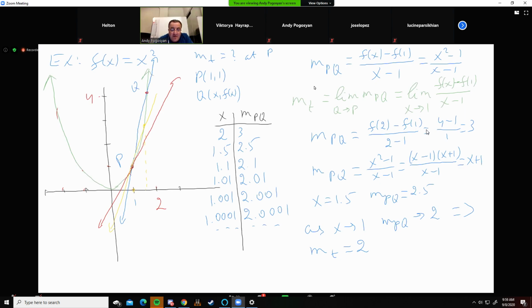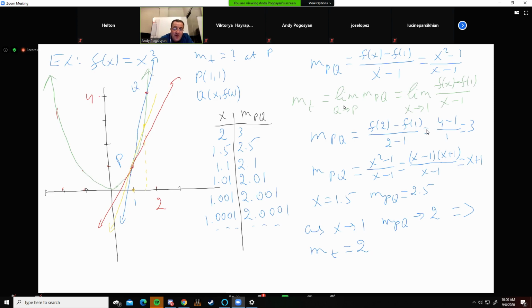This is not a problem from the book. This is just an example. We'll do problems from the book also. So we're trying to understand the concept. The concept is this, the procedure of how we're finding it.